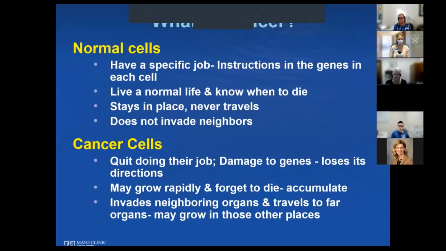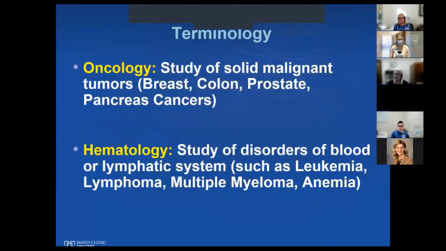Next slide. We thought we'd just talk a little bit about some terminology and words that you often hear. Oncology is the study and care for people who have solid tumor cancers that start in any of the body organs or tissues. The most common tumors are breast, prostate, lung, and colorectal cancers. Hematology is the study of disorders of the blood or lymphatic system, such as leukemia, lymphoma, multiple myeloma. Next slide.